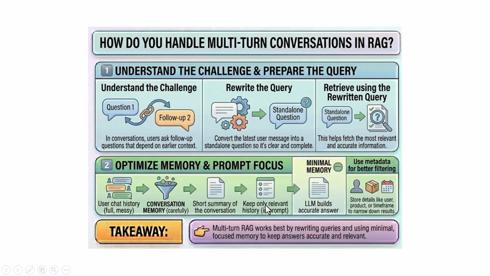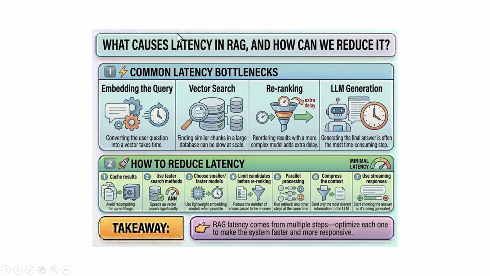This will help fetch the most relevant and accurate information. Okay. Also, keep only relevant history in the prompt. So, include just enough context for the model to understand the conversation. Okay. Also, use metadata for better filtering. So, store details like user, product, or time frame to narrow down results. So, the takeaway is multi-turn RAG works best by rewriting queries and using minimal focused memory to keep answers accurate and relevant.